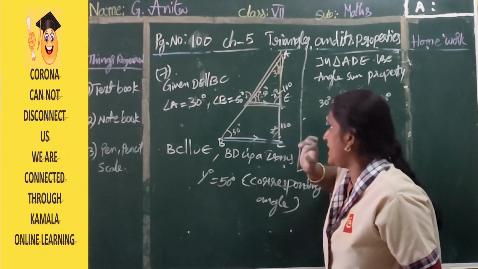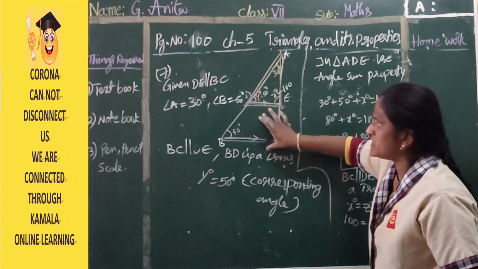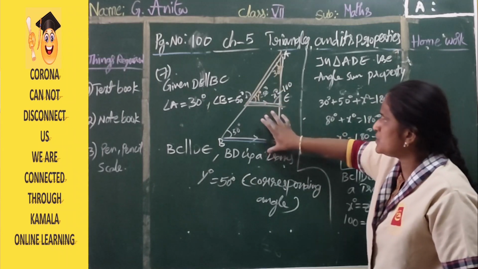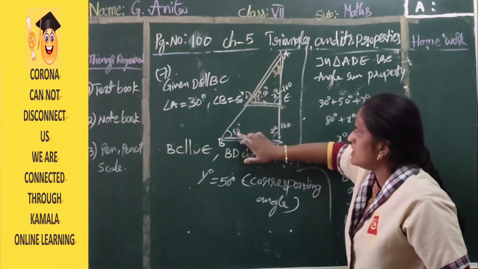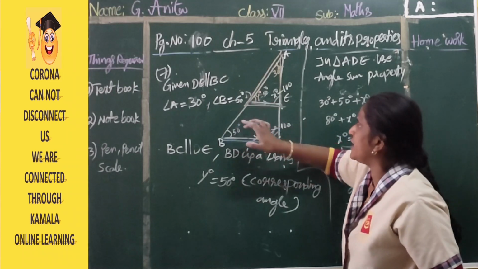Okay? We need to find z, x, y values. So first observe these two are parallel to each other. Okay? So these two are parallel means this is a transversal. So this 50 is equal to y degree. They both are corresponding angles.